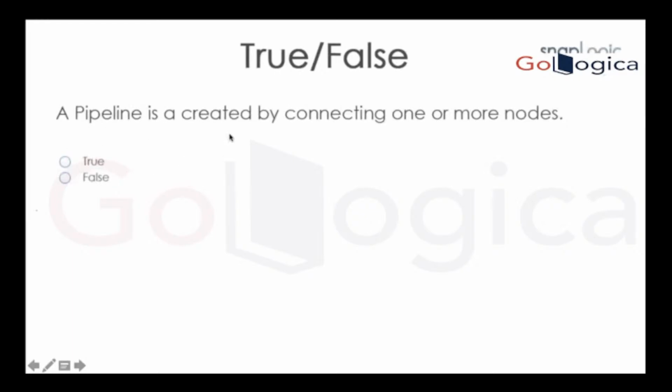Next, a pipeline is created by connecting one or more nodes. False, snaps. So which is the one that we get by connecting all the nodes? What is a collection of nodes? It's a Snaplex, right?